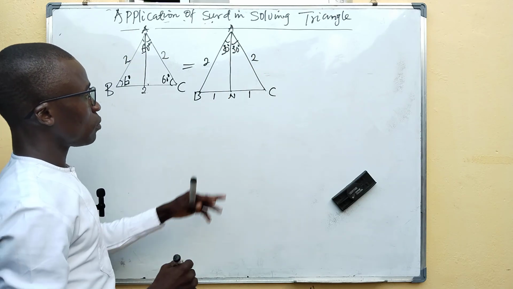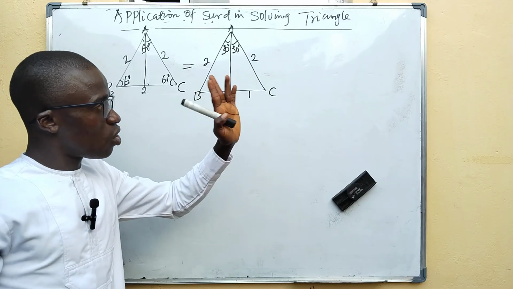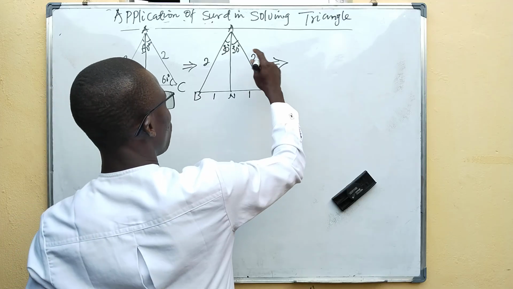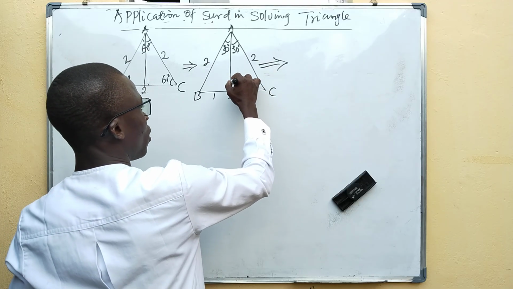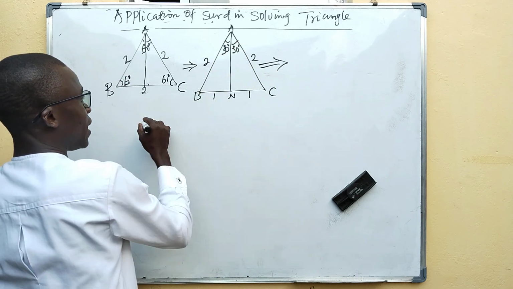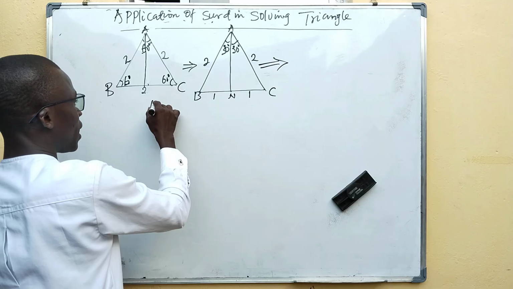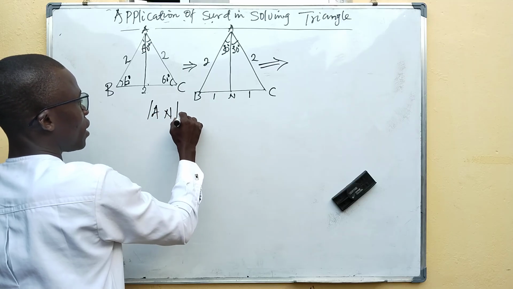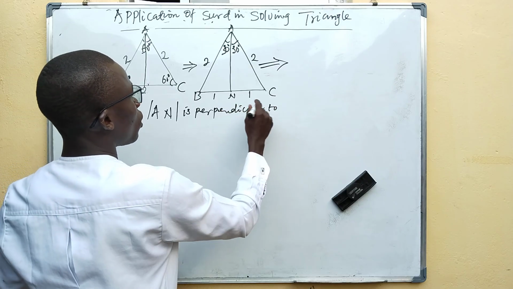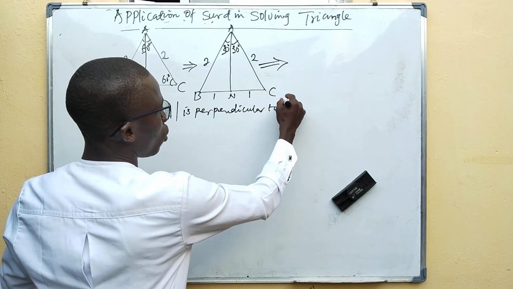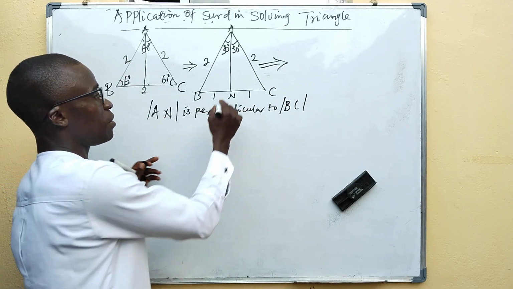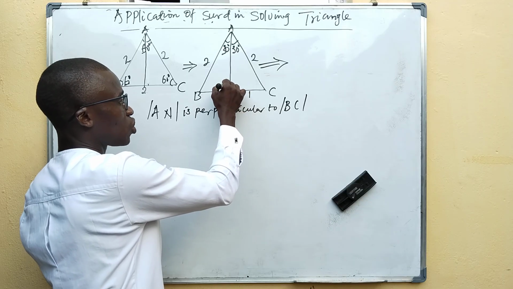Now, having done this, there is still one other thing we've not done. Let us bring out one part of the diagram. Before that, we are going to say that line AN is perpendicular to line BC. You know what that means? If it is perpendicular to line BC, that means here is 90 degrees and here is also 90 degrees.